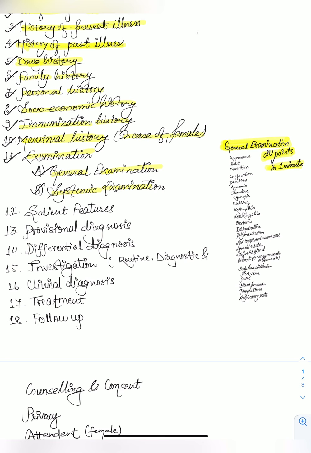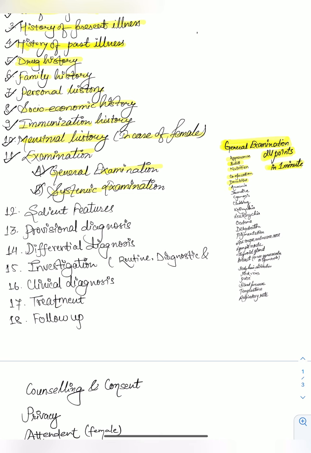The first point is appearance, that is, how he is looking. Then build. Build means is he obese or underweight, and so on. Nutrition means does he take adequate nutrition or is he on a poor diet. Fourth point is cooperation, how he talks to you or how he behaves. Now the fifth point is decubitus, which means when you enter or first see the patient, what his position was. He was sitting or lying, or which position.